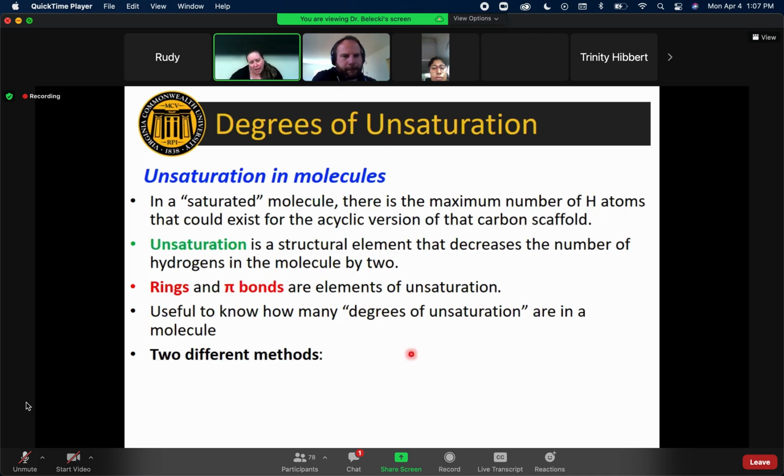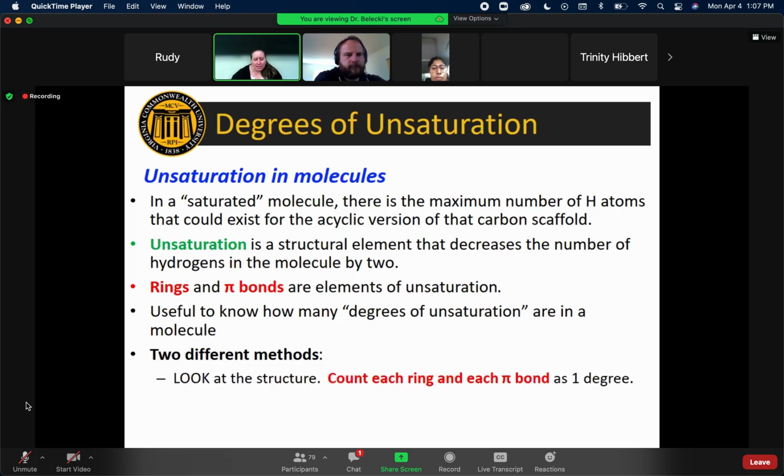And it turns out to be kind of useful, depending on the circumstance, to know how many degrees of unsaturation are in a molecule. So this term degrees of unsaturation is the same thing as asking how many elements of unsaturation there are. And there are two different ways that we can do this. The easiest way is to look at the structure.